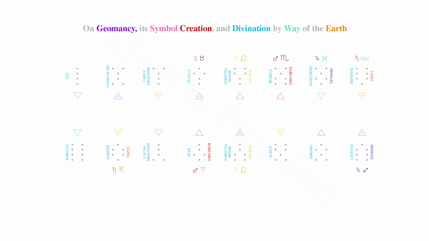Next we proceed to puella, girl, representing Venus in Taurus, which is beneficent, and then ammisso, loss, represents Venus in Libra, or Venus retrograde.